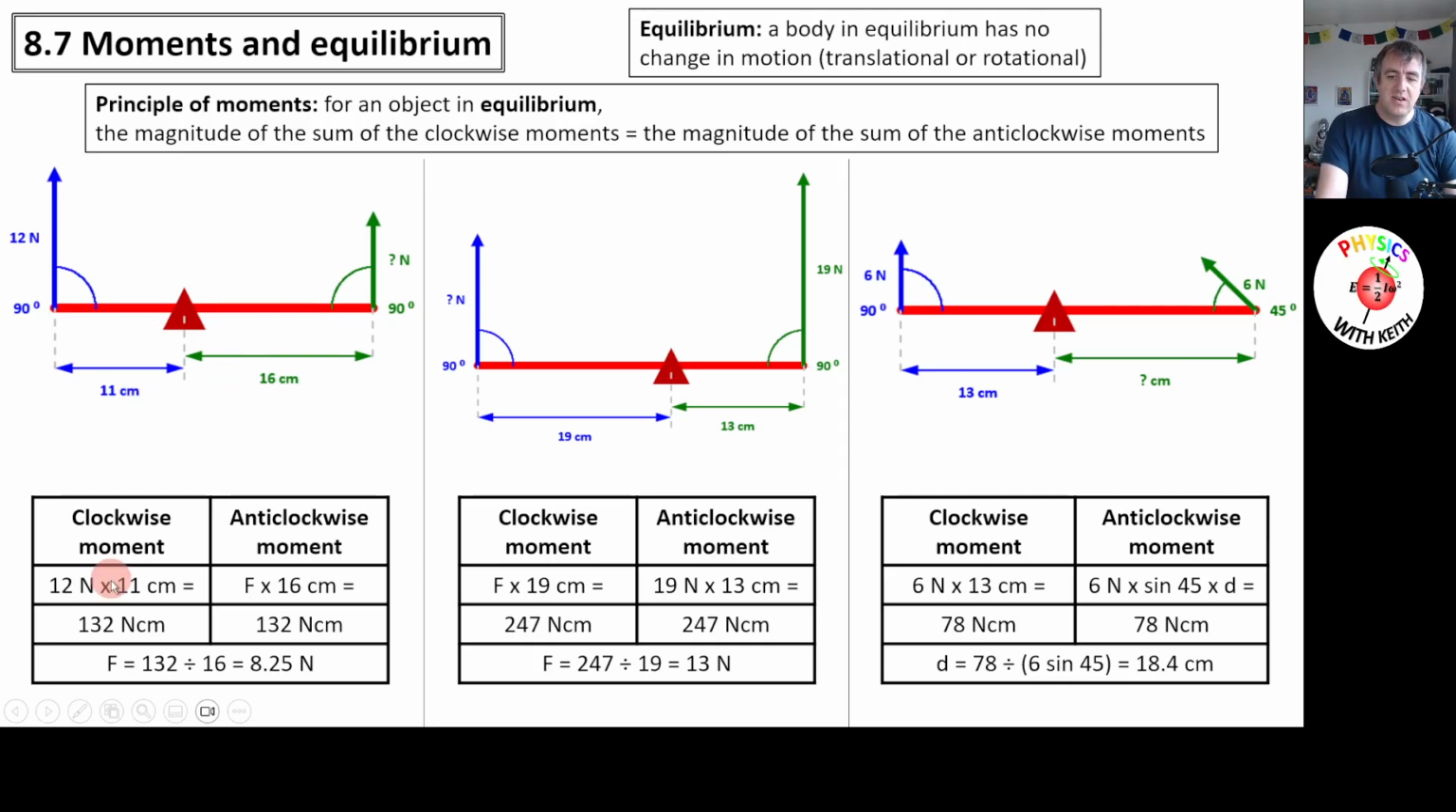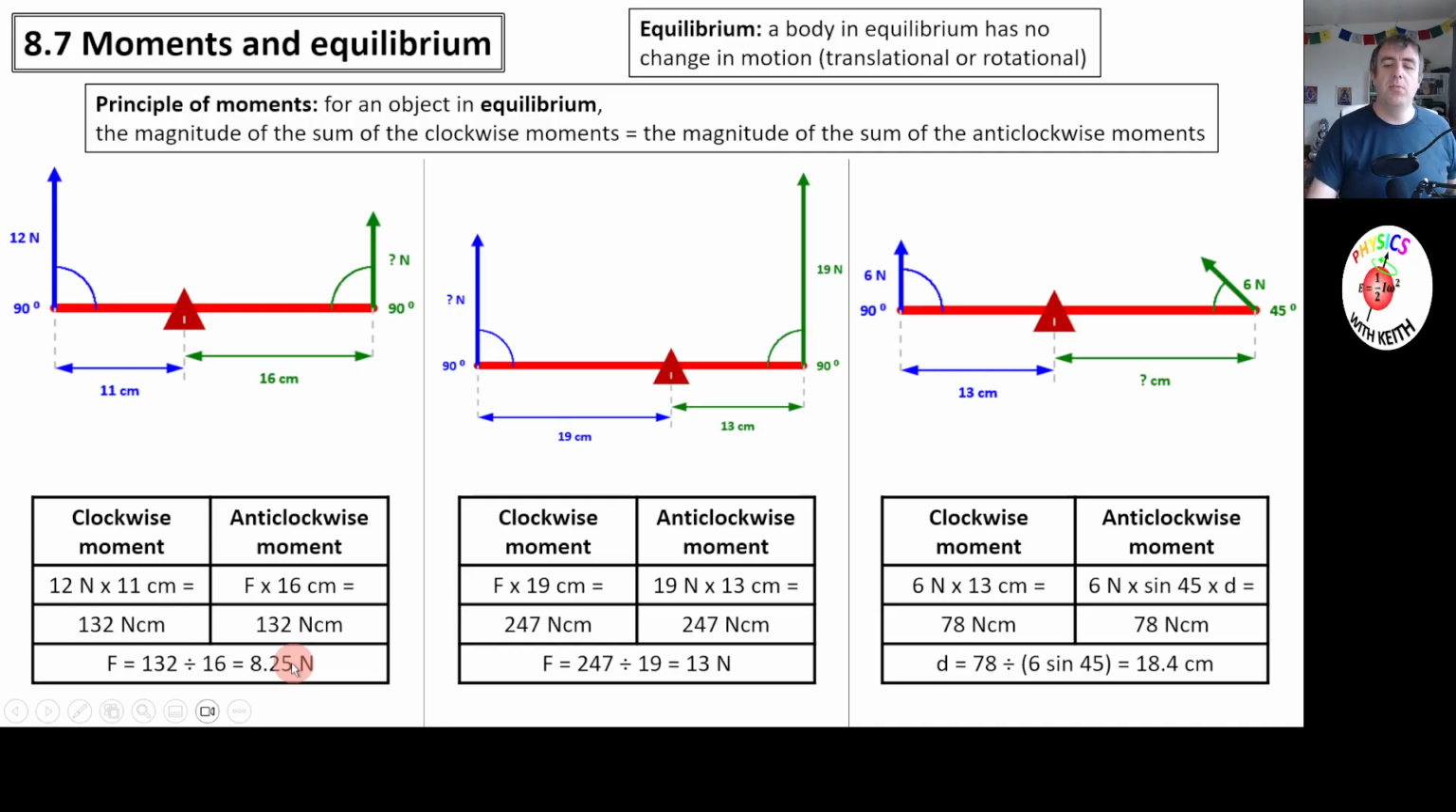So the clockwise moment is 12 newtons times 11 centimetres, 132 newton centimetres. Fine. The anti-clockwise moment has to be the same, 132 newton centimetres, and I calculate it in the same way, force times 16 centimetres, but I don't know what that force is. But now I've got an equation. If force times 16 is 132, then force is 132 divided by 16, so 8.25 newtons.